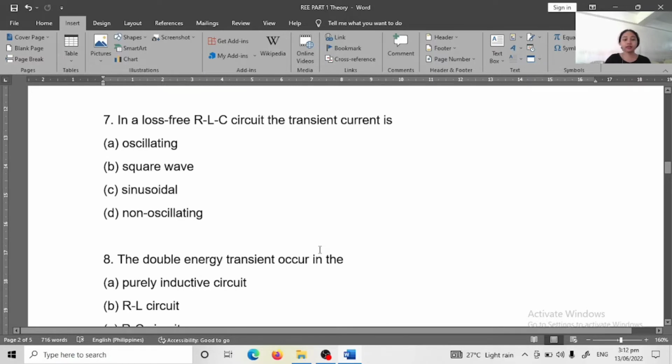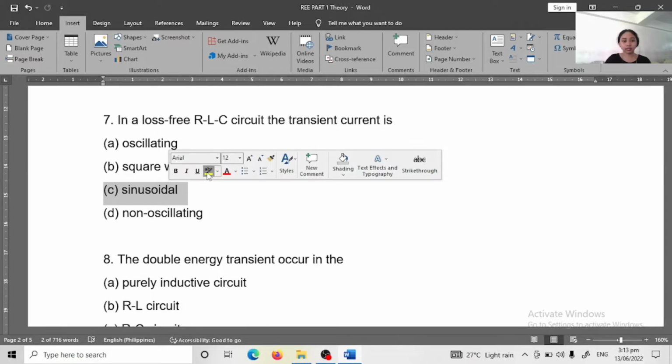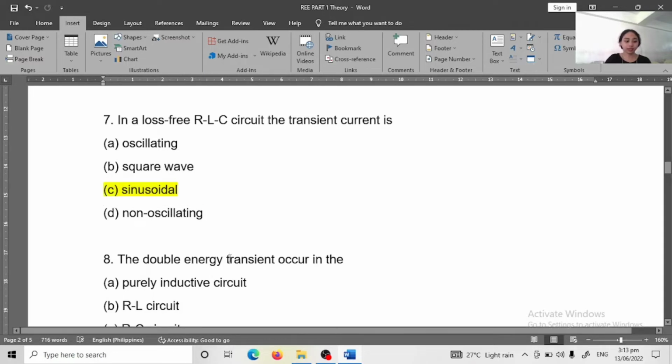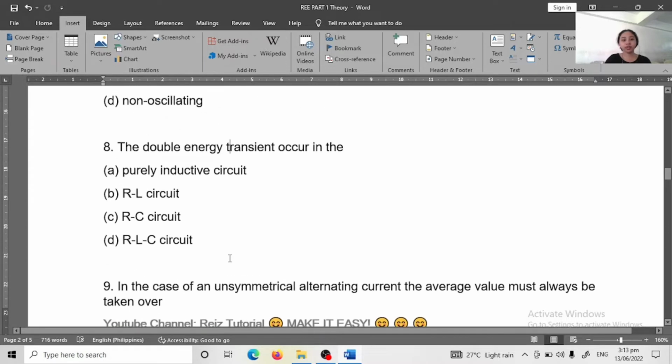In a loss-free RLC circuit, the transient current is A, oscillating, B, square wave, C, sinusoidal, D, non-oscillating. So the answer for number seven is sinusoidal. So it is a loss-free RLC circuit. Number eight, the double energy transient occurs in the A, purely inductive circuit, B, RL circuit, C, RC circuit, D, RLC circuit. So the answer for number eight is RLC circuit.